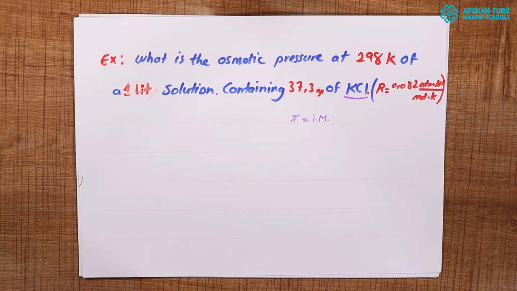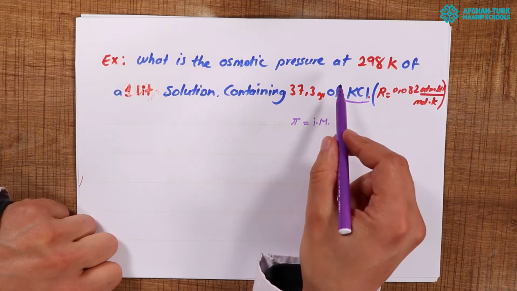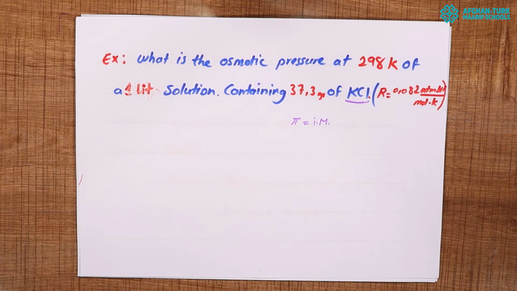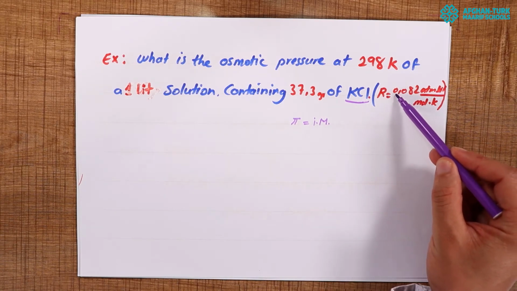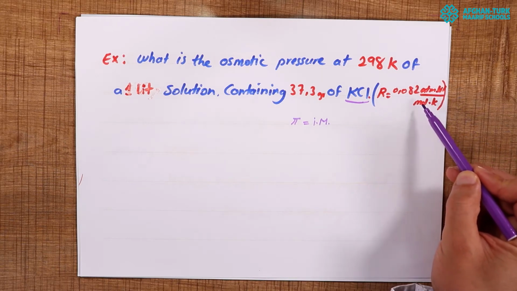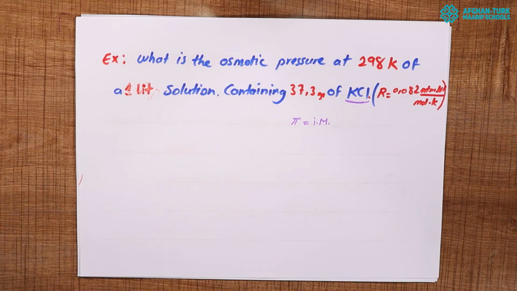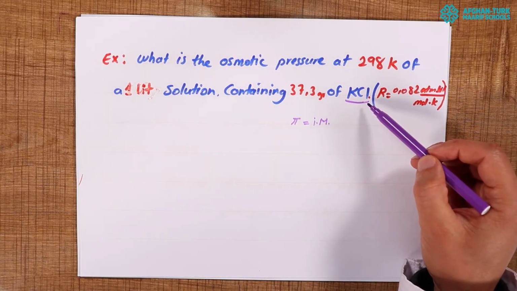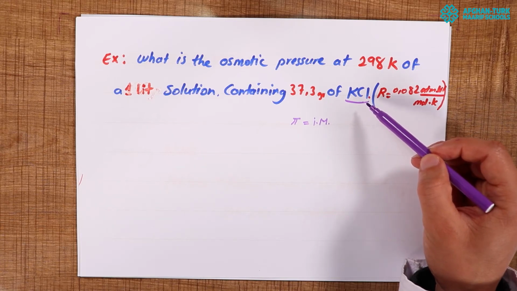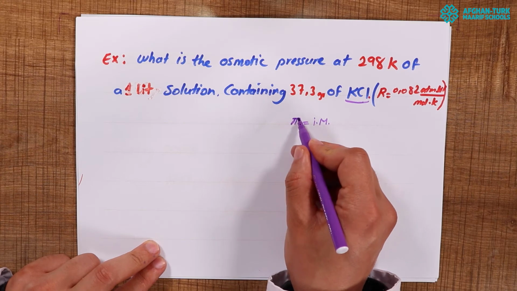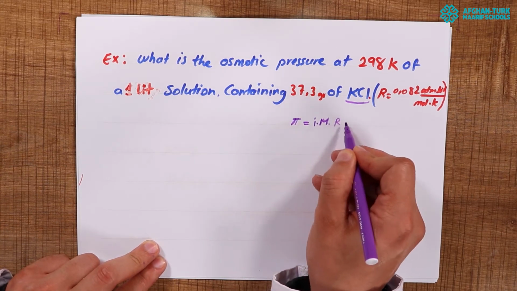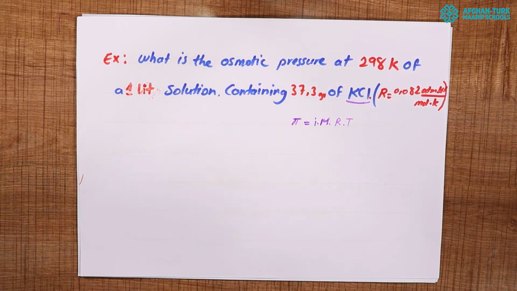According to the osmotic pressure, I'm going to solve one question. What is the osmotic pressure at 298 Kelvin of a liter of solution containing 37.3 grams of potassium chloride? Also, the question gives us the value of the gas constant R, equal to 0.082 atmosphere times liter over mole times Kelvin. At first, we should recognize whether this solution is electrolyte or non-electrolyte. Because potassium chloride has an ionic bond, it is split into ions. That's why we can say this solution is an electrolyte solution. From the formula pi is equal to i times M times R times T, we can solve this question.